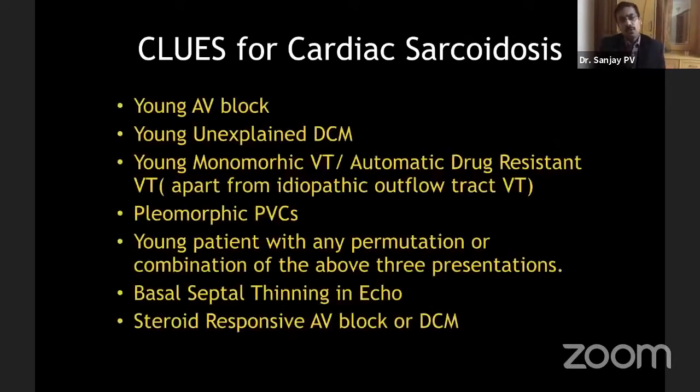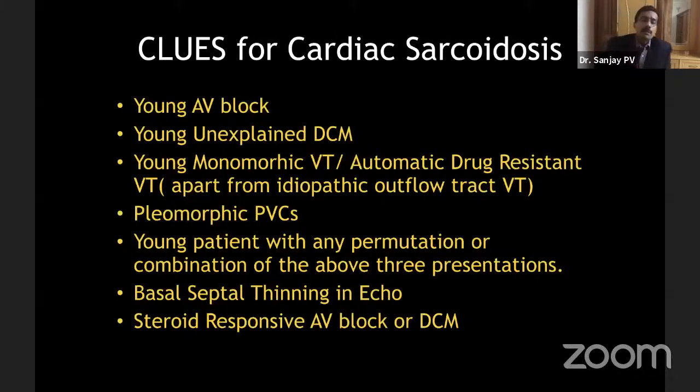So what are the clues for cardiac sarcoidosis? Do you do an MRI or a PET in all your patients, or are there specific clues? So number one, in a patient with an AV block at a young age. The guidelines tell us that young is 60. So in any patient with an AV block below the age of 60, you are justified in doing a cardiac MR to look for scarring, to look for mediastinal nodes.